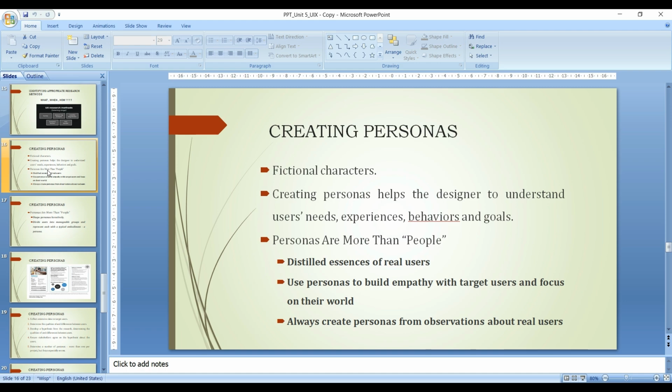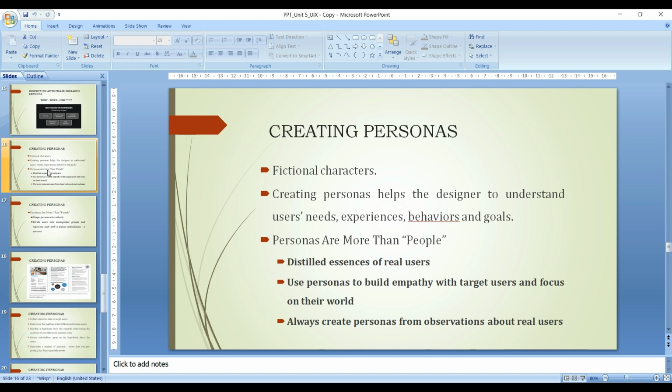And use the user personas to build empathy with target users and focus on their world. So we have to target the user, right? If I'm applying to a teaching institution, my persona should satisfy the institution-oriented people. If I'm going to apply to a company in the IT industry, it should cover the concepts which are relevant to the organization. In the IT industry, I cannot go and tell that I can teach C++, I can teach Java.